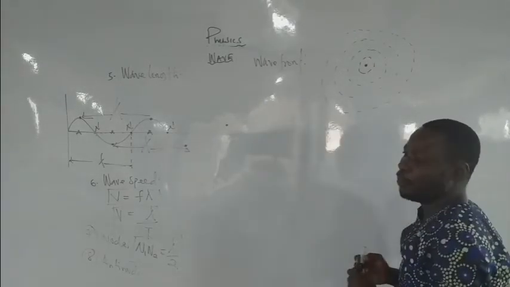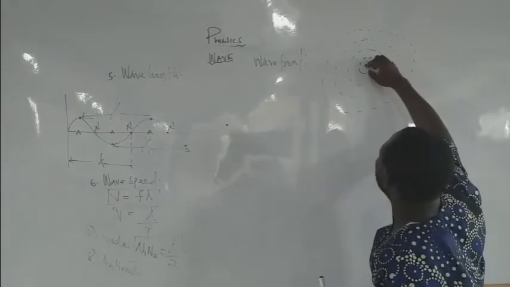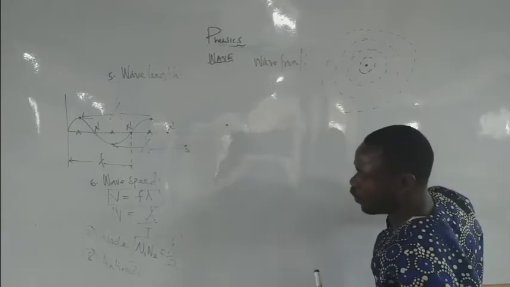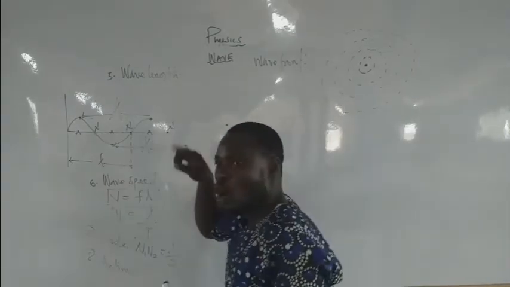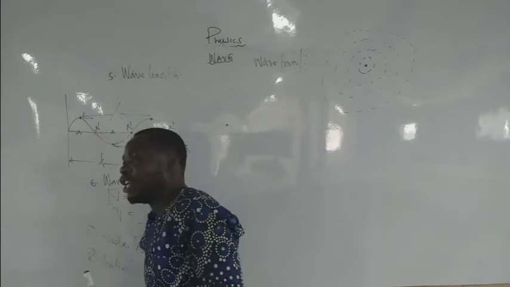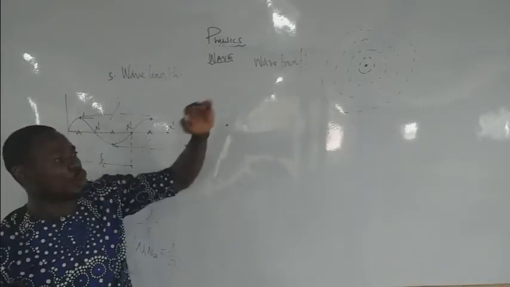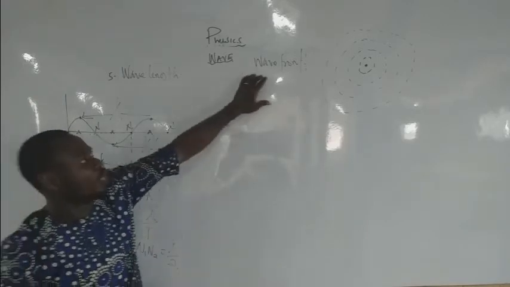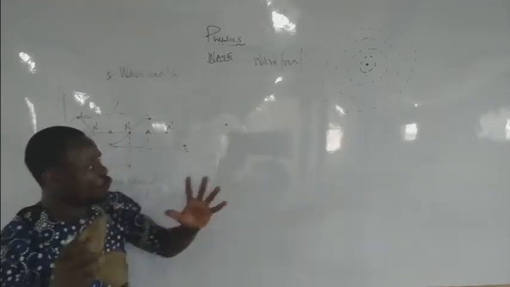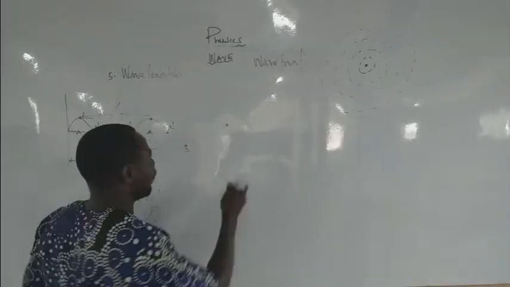Why are the particles in phase? Because they have the same distance from the point of the surface. That's why the particles on each circle are in phase. Why? Because they have the same distance from the point of the surface. So this is a typical example of what? Wave front.